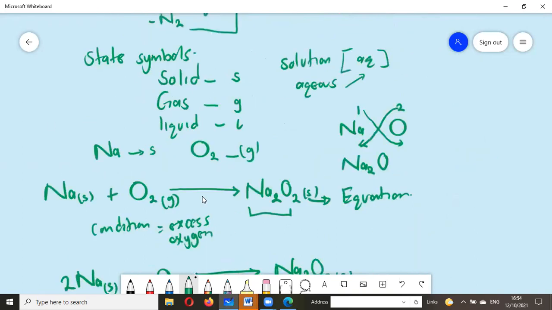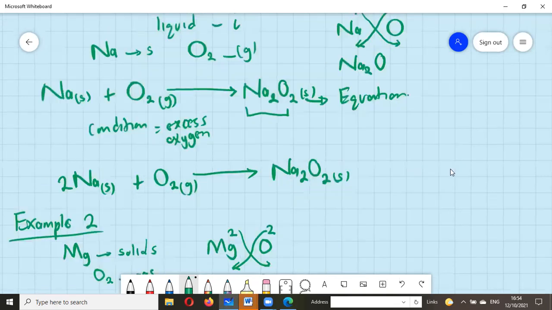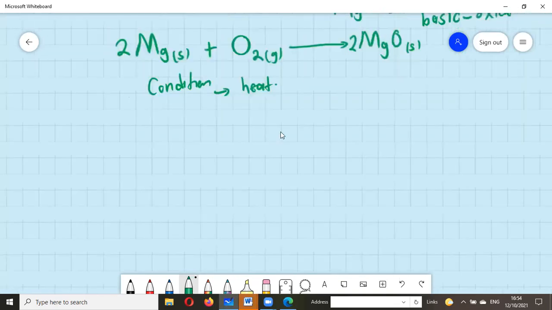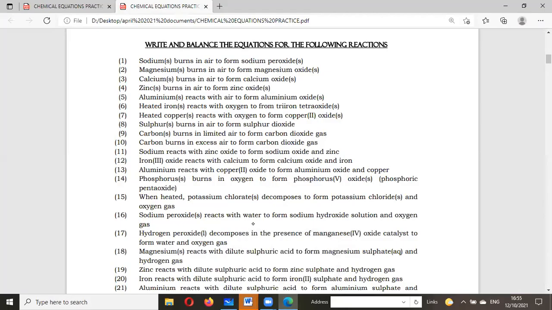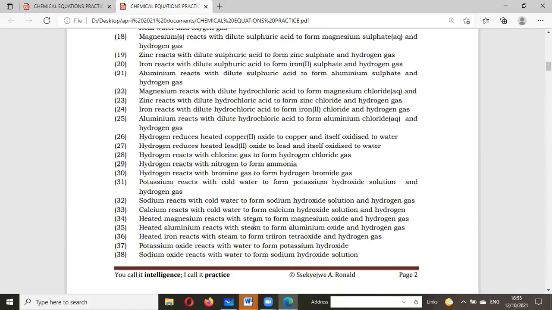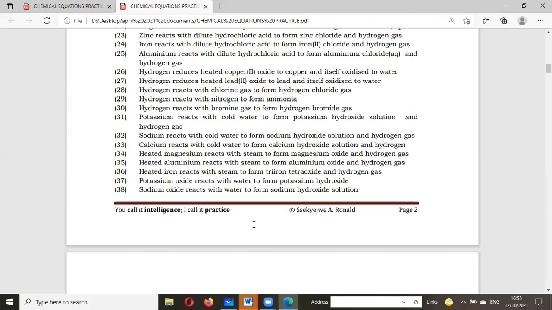Example 3. I'm going to choose it from the questions. I see number 26. It says what? Hydrogen reduces heated copper(II) oxide to copper and is itself oxidized to water.